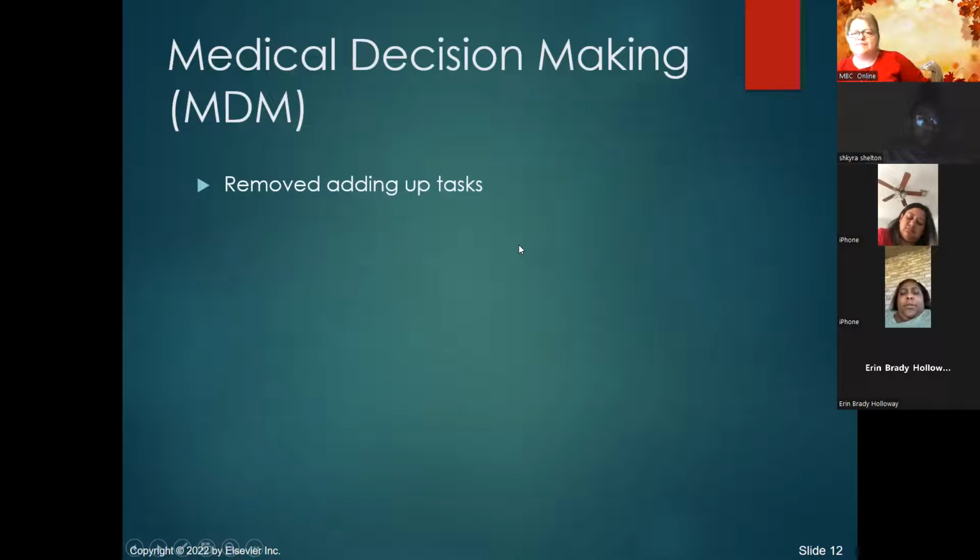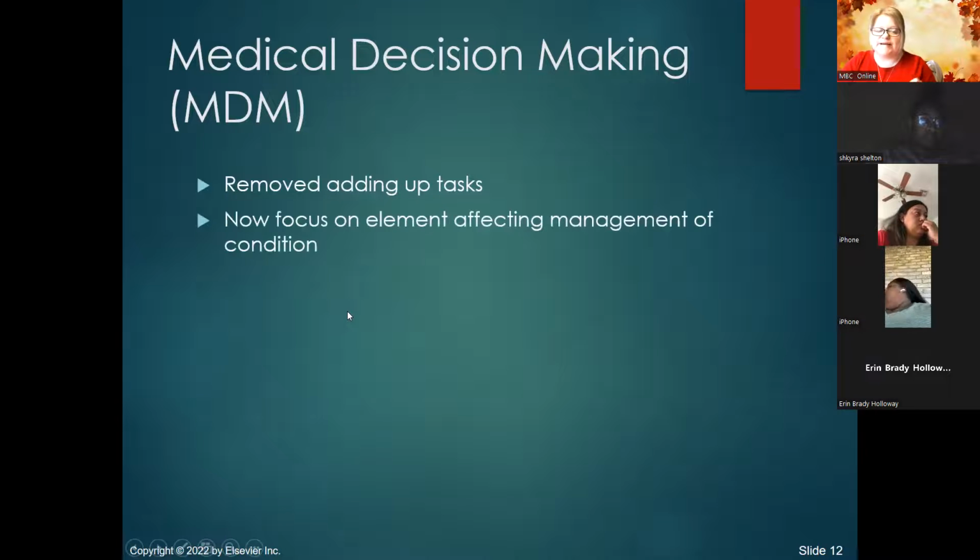It used to be you would add up all the time you spent with a patient. You spent so much time taking their information, so much time taking their stats, so much time getting their medical history, so much time in the exam room, so much time setting their next appointment. And you would add all that up, and that's how you would make those decisions. Okay, make that determination as to which level code you want to use. All right, now they're focusing more on the elements affecting the management of the condition.